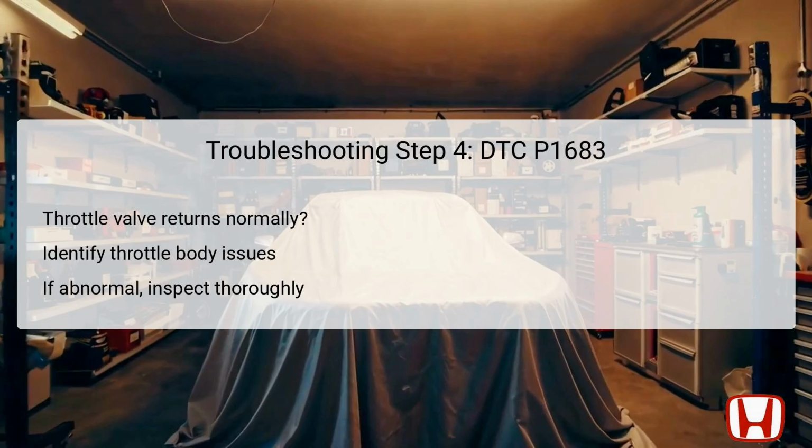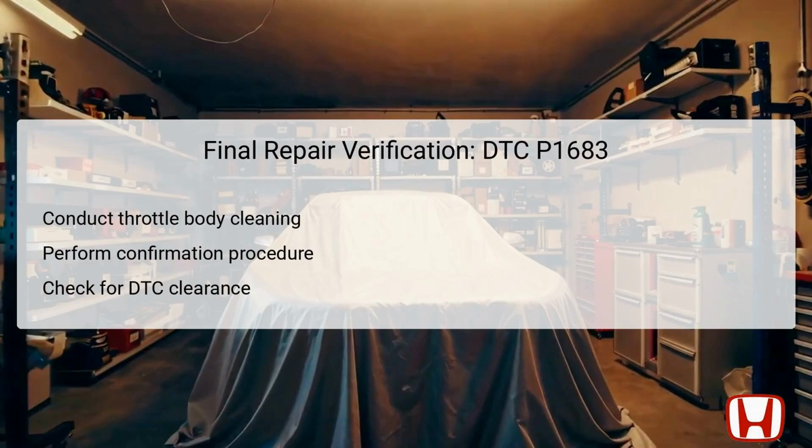This distinction is important. Abnormal behavior signals that there may be significant underlying problems affecting vehicle performance, and resolution must be prioritized to prevent further complications. After the necessary repairs or inspections have been conducted on the throttle body, it is essential to verify that the issue has been resolved. Begin by conducting a thorough cleaning of the throttle body to remove any carbon deposits or debris that may be obstructing the valve's movement.